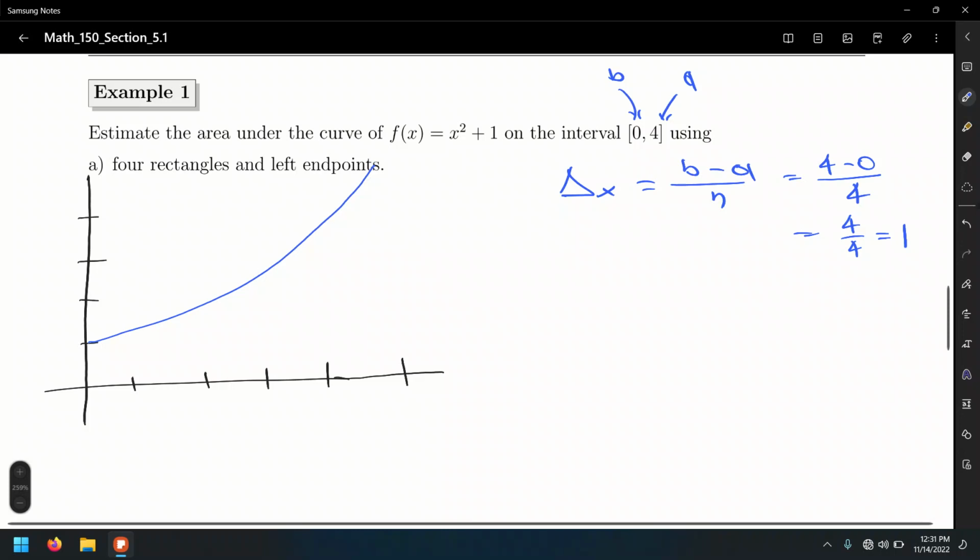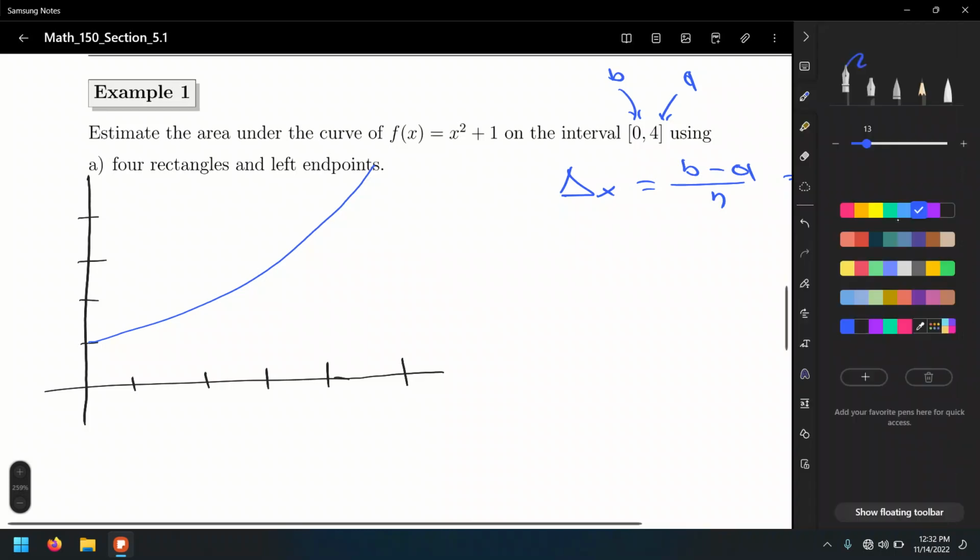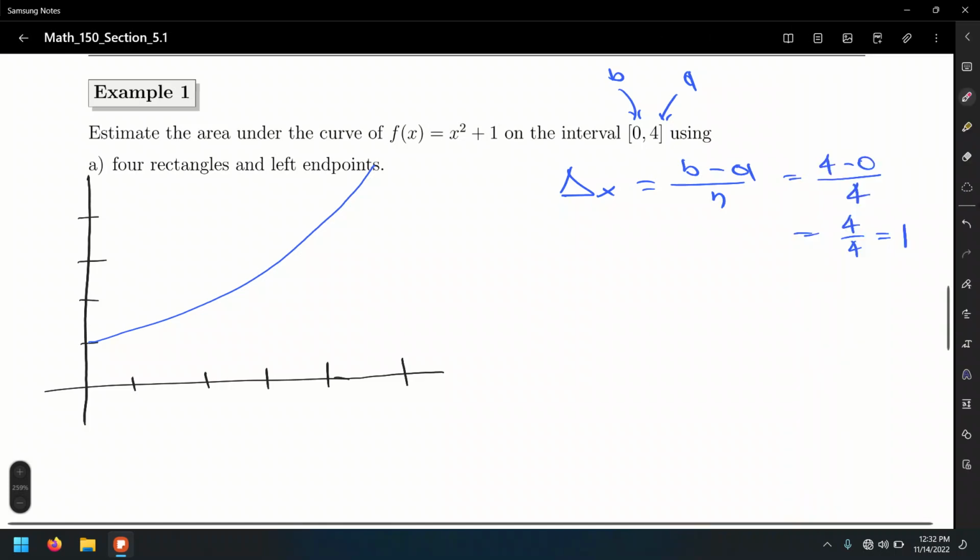However, careful, because we are using right endpoints. So when we use right endpoints, that's going to be the first rectangle. And notice in this case, the right endpoint is going to give us an overestimate because we have some area outside of the curve.